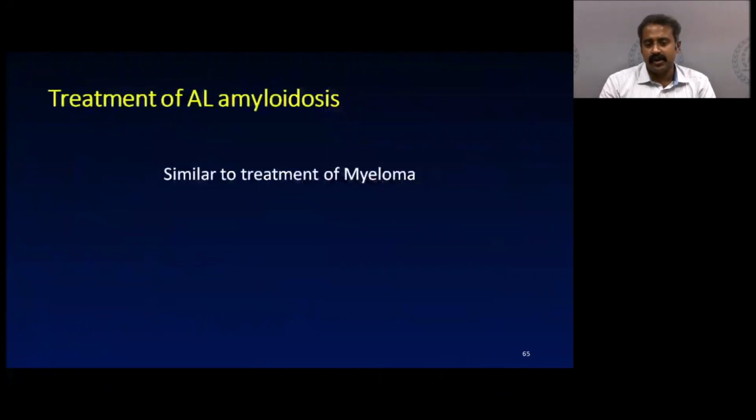I said AL amyloid is the most common type of amyloid. Around 70% of amyloids are AL amyloid. Here the initiating event is the clonal proliferation of plasma cells, and the treatment is similar to the treatment of multiple myeloma.